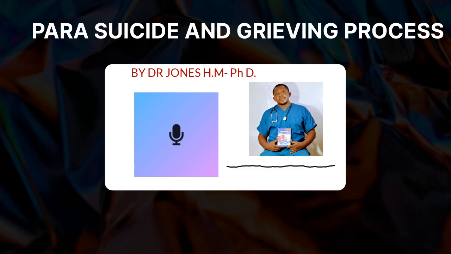Then altruistic suicide. This is a type of suicide that occurs when an individual and the group are too close and intimate. This kind of suicide results from the over-integration of an individual into social groups. Okay, so that is altruistic suicide.